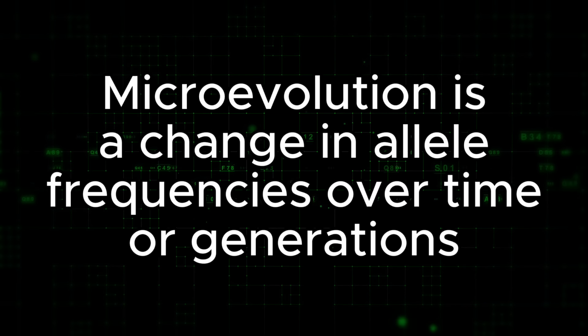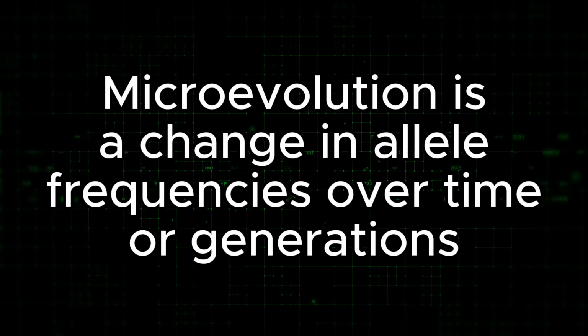And we'll do this by creating a formal definition of microevolution. Now, microevolution is defined as a change in allele frequencies across time or generation. So one major step in understanding this concept is to figure out what allele frequencies are exactly. And for this part, let's take a look at an example.